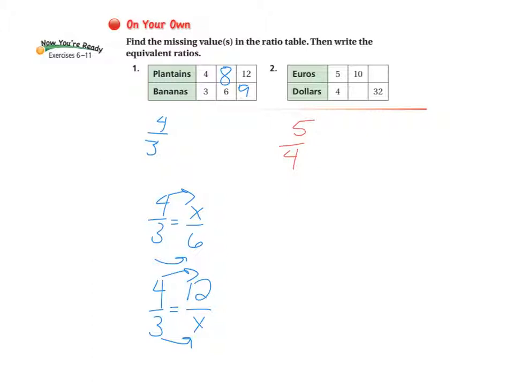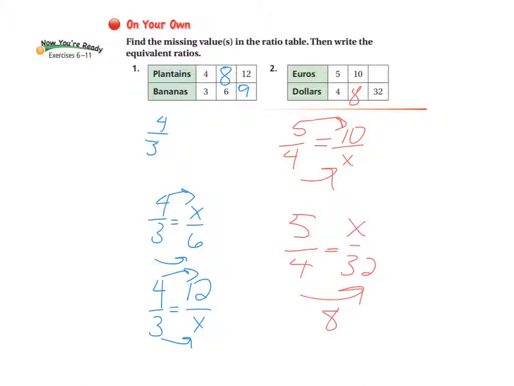5 over 4 equals 10 over blank. So I say 5 times what is equal to 10. I have to do it to the bottom as well. I get 8. The other one, we have 5 over 4 is equal to blank over 32. Again, if I look from 4 to 32, I would multiply by 8. So I would have to multiply the top by 8 as well, and I would get 40.